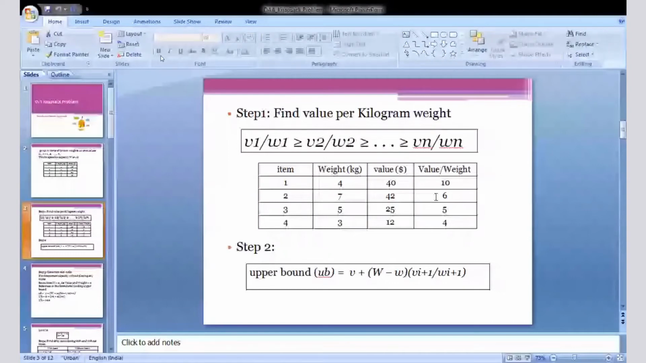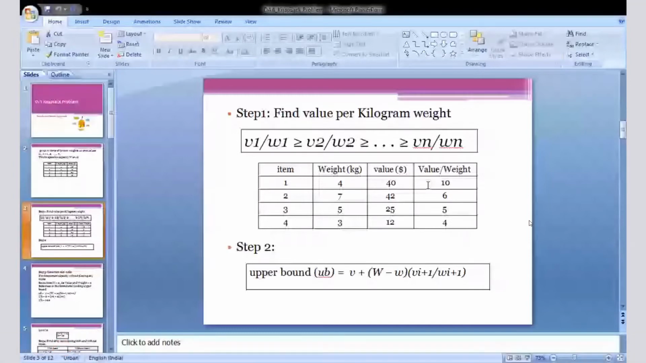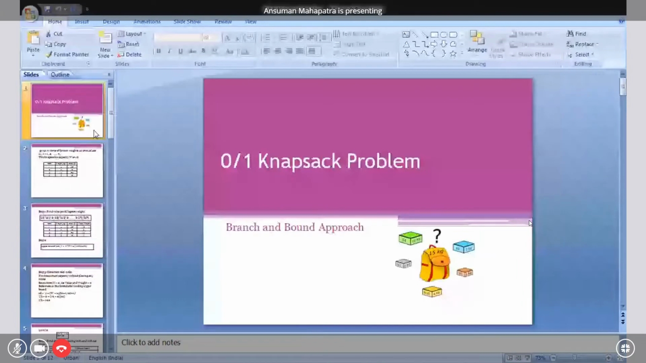This is the very first step. And the second step is to find the upper bound. Here you just see this condition that you are provided with a bag that holds 15 kilograms.